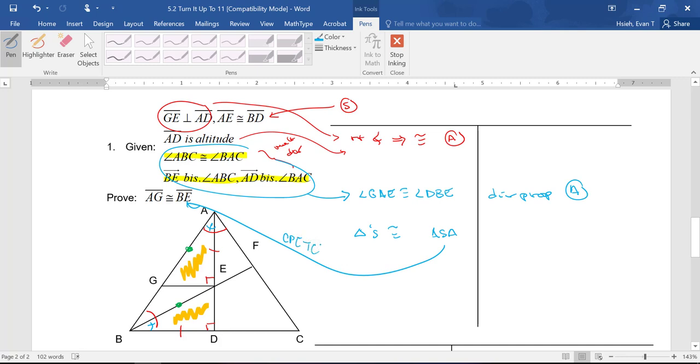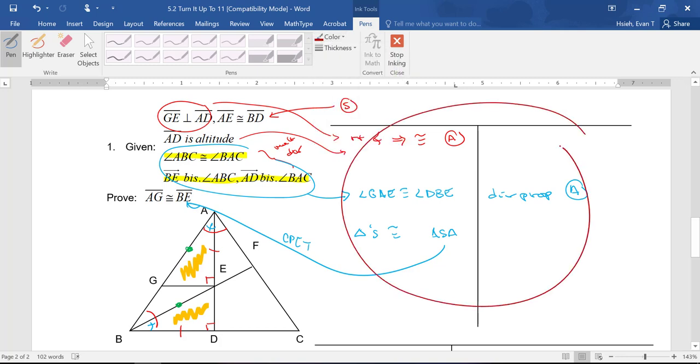Okay, and that's what I would do. I would map it out off on the side, or plan it out. And once I've planned it out, I would go ahead over to the two-column section over here, and I would write out, in full, the two-column proof.